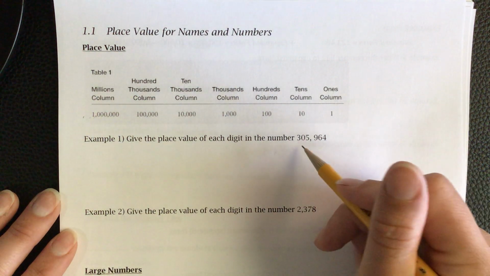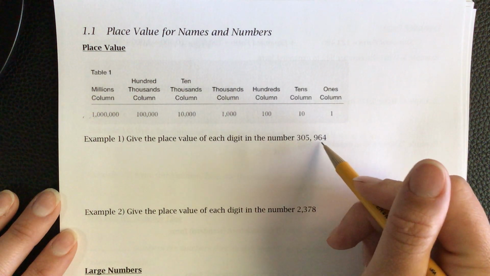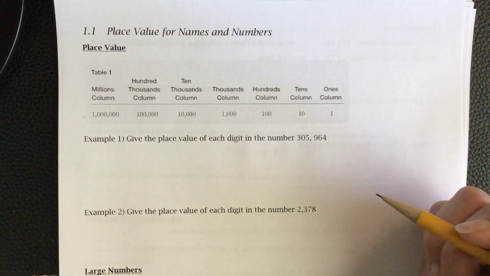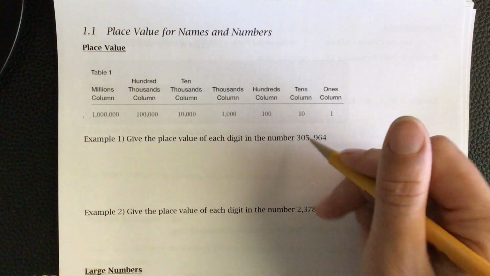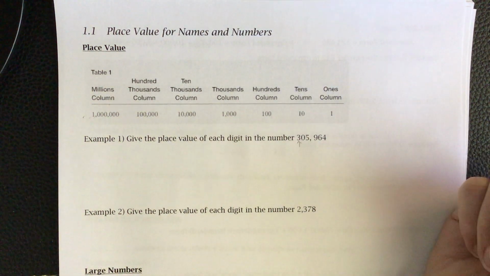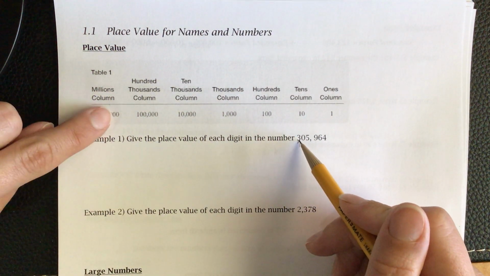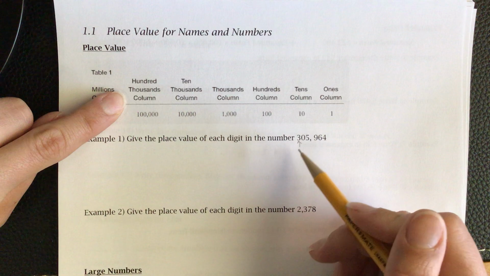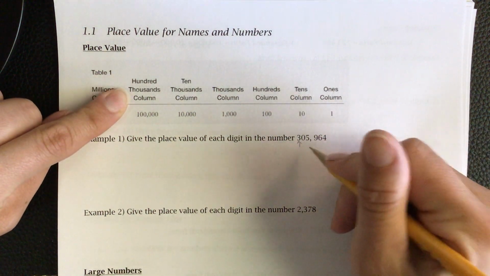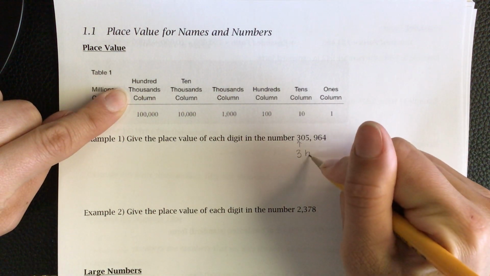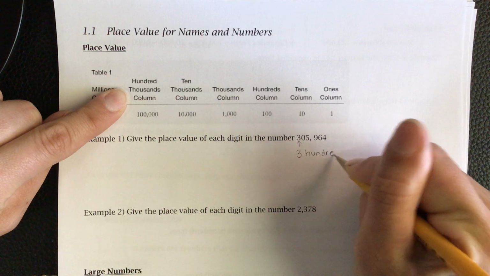So I'm going to ask you, if you had 305,964, what are each of the place values? So we'll start with the 3, and we'll work our way backwards. So the 3 is in what portion? The 3 would be in the 300,000s. So we would write 300,000s.